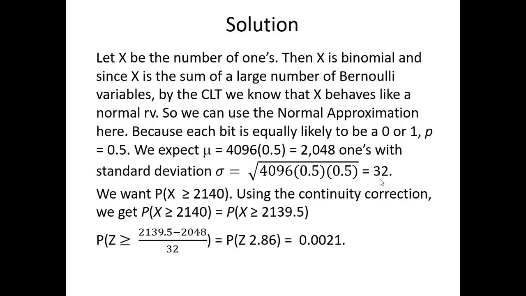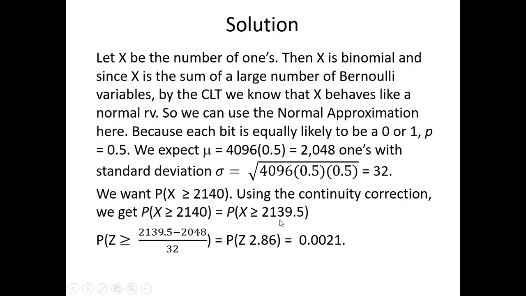Now we want to find the probability x is at least 2,140. But x is discrete, and if we try to do this with the normal approximation, we know the normal random variable is continuous. We need a continuity correction. So what we're going to find is the probability that x is greater than or equal to 2,139.5.